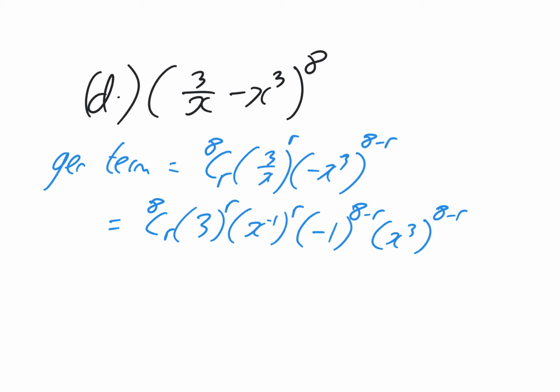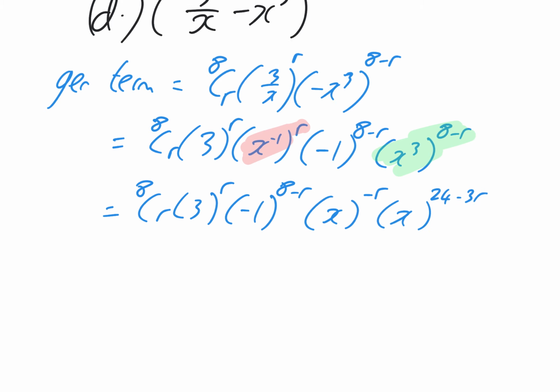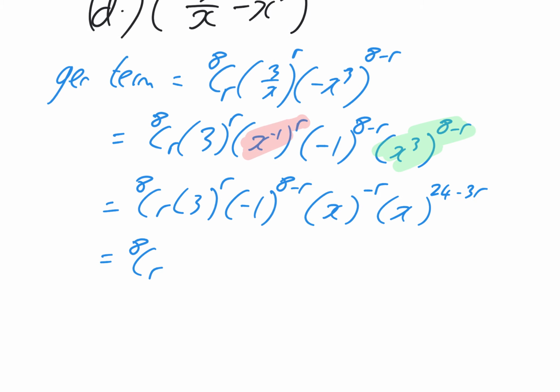Now, next step, I'm going to do a couple of things. First of all, I'm going to bring all my numerical bits out the front. So 3 to the power of r, then minus 1 to the power of 8 minus r. And then what I'm doing here is sorting this out. So x to the minus 1 to the power of r becomes x to the power of minus r. And then my next thing, what I'm doing is this. I have x to the power of 3, then to the power of 8 minus r. So just multiply the 3 times the 8 minus r. So you're going to get x to the power of 24 minus 3r. And then the last thing we can do in our tidying up is 8Cr, 3 to the power of r, minus 1 to the power of 8 minus r, and then that's going to be x to the power of 24 minus 4r.